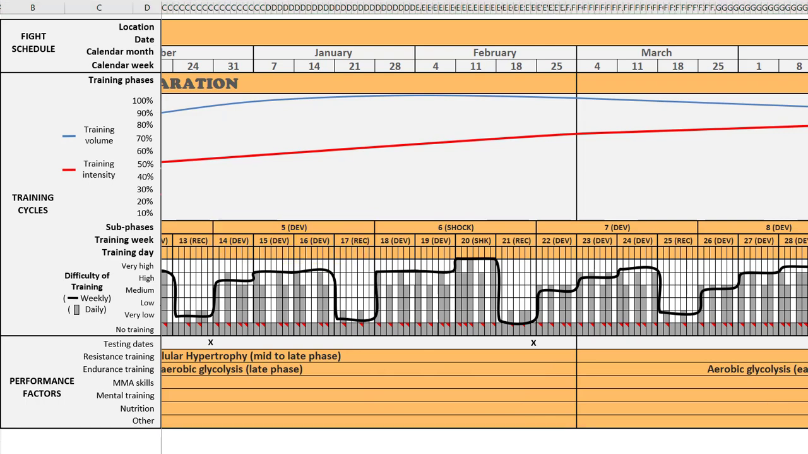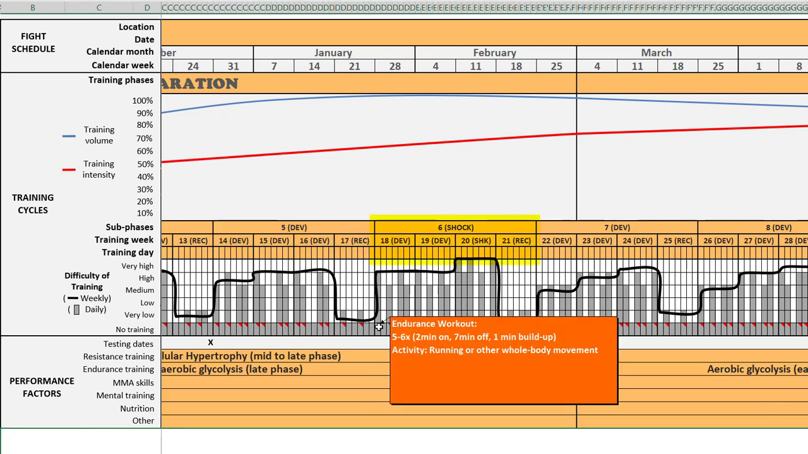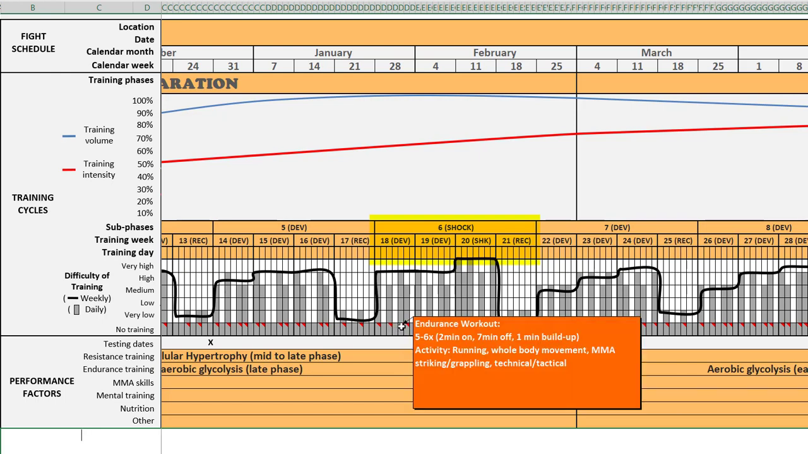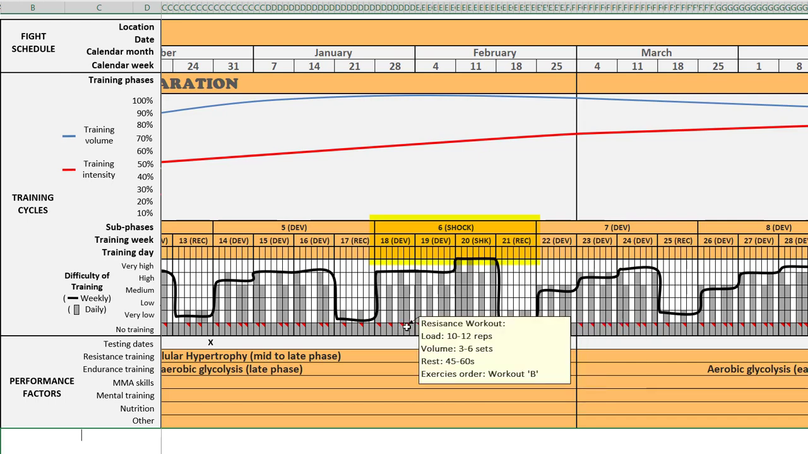As we get to subphase 6, this is our first shock subphase and it has a 3-to-1 loading plan. So for endurance training, we'll drop down to 2-minute intervals for 5 to 6 sets. And for resistance training, as you can see here, we're working in the 10 to 12 repetition range for about 3 to 6 sets. And this pattern continues into the week. As we can move across here, there's the same endurance workout as you can see. And then our resistance training workout.